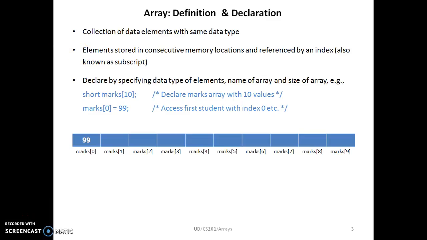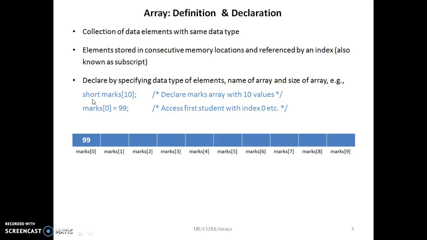For an array, the elements will be stored in consecutive memory locations and referenced by an index. It is also known as subscript. So if the value of the index or subscript is 0, then it essentially means the first element. If the value of index is 1, then it means the second element, and so on.